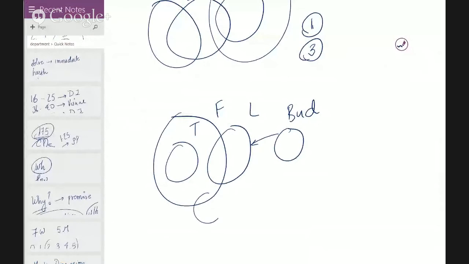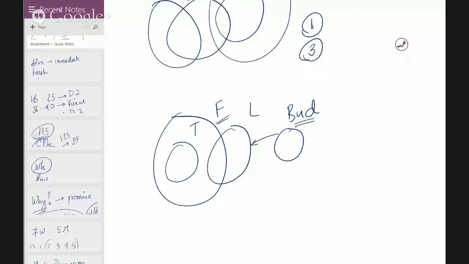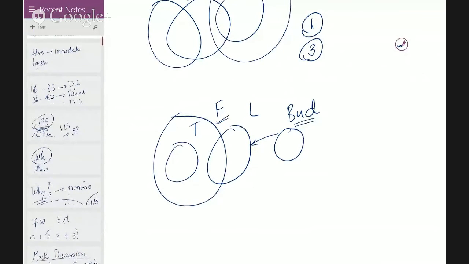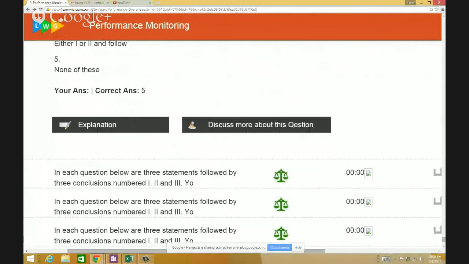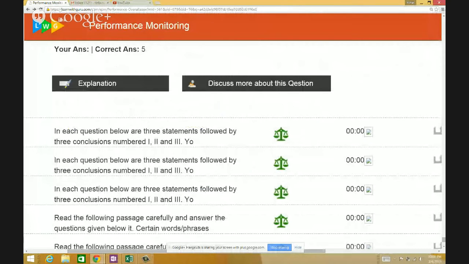Some birds are flowers. Again, it could have been this way, and you would have got that correct. But your intention is to reject the statement. So here, in this variation of the diagram, you've rejected it. So it doesn't follow. Some leaves are trees. I have leaves here, and I say some flowers, and in this case itself it doesn't follow. So the answer is none of them follows. Perfectly fine. So you can just do it in that manner. A very simple 30-second question.